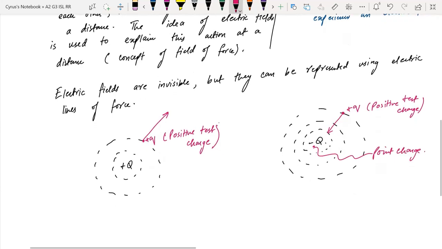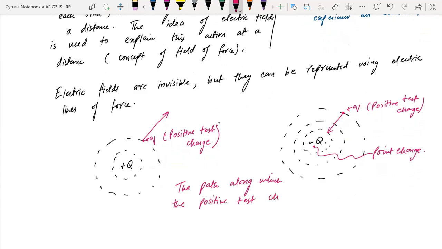Right? So you should know that the path along which the positive test charge will move is known as the line of force. ठीक है, जिस डायरेक्शन में वो मूव करेगा, that is known as the line of force, right?